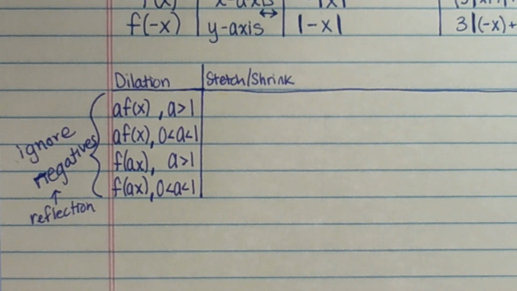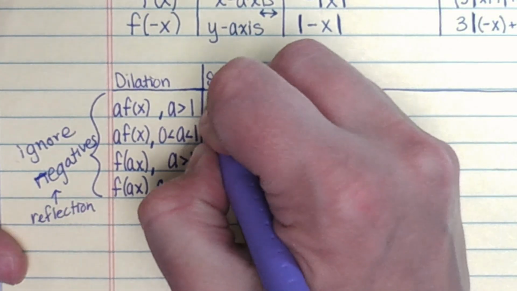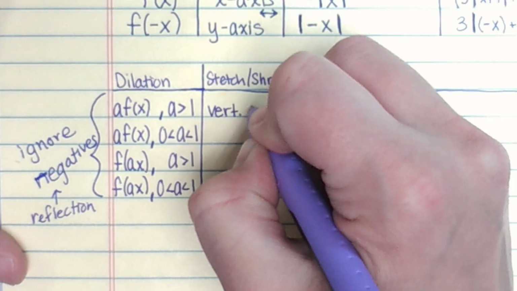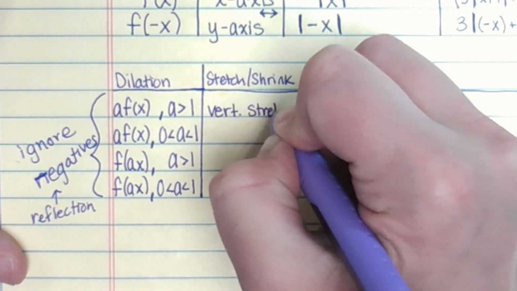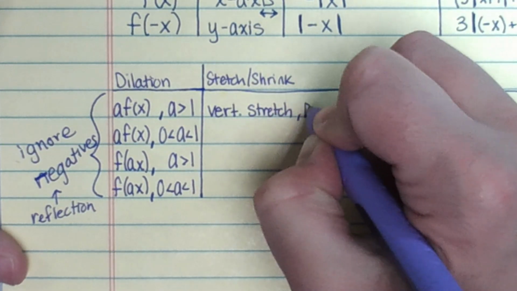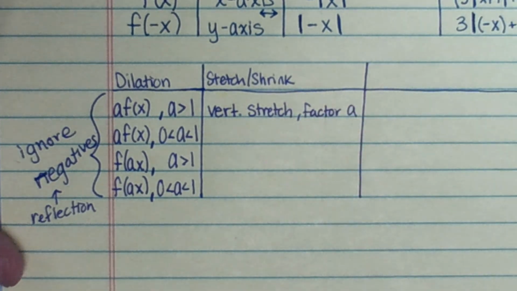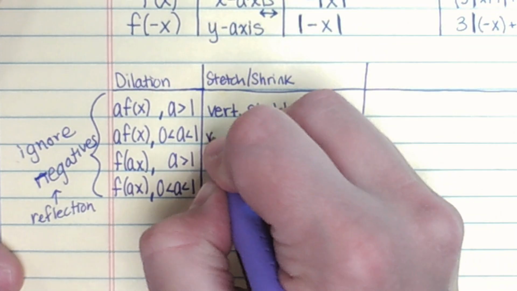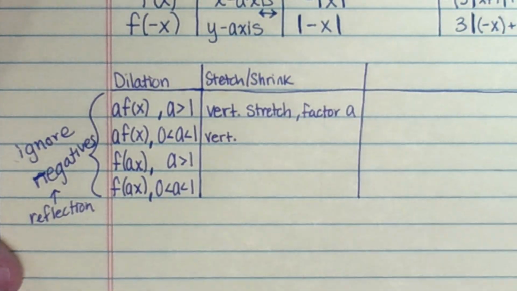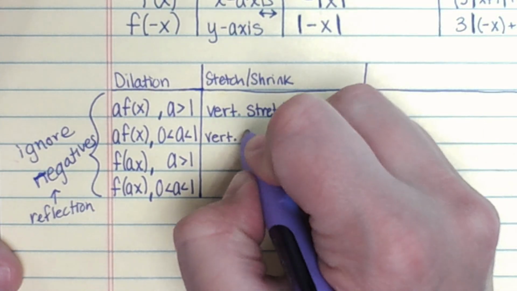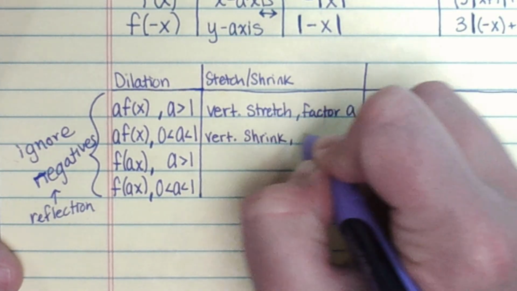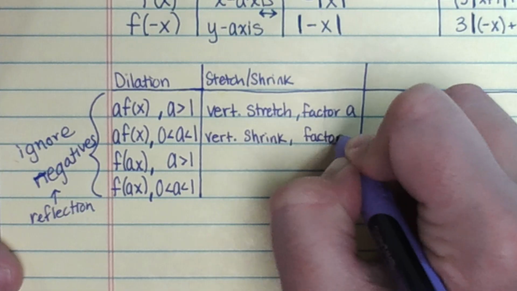Now the top 2, where A gets multiplied outside, we've talked about those ones already. Those are the vertical stretch and the vertical shrink. If A is bigger than 1, it's a vertical stretch factor A. If A is between 0 and 1, in other words, smaller than 1, but not negative, it's a vertical shrink. And the factor is also whatever that number is that you multiplied by, A.